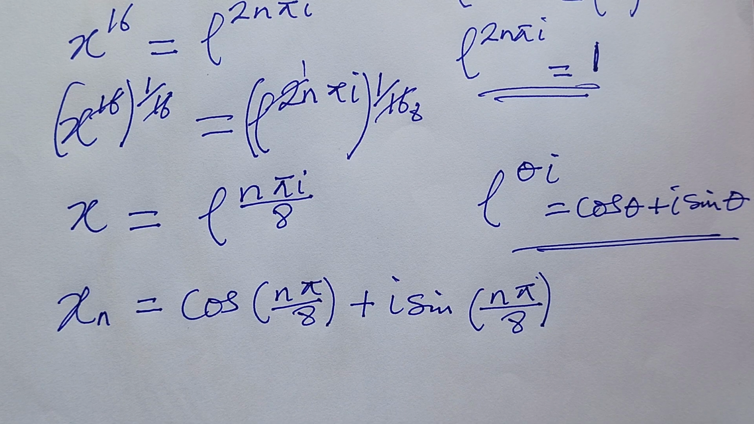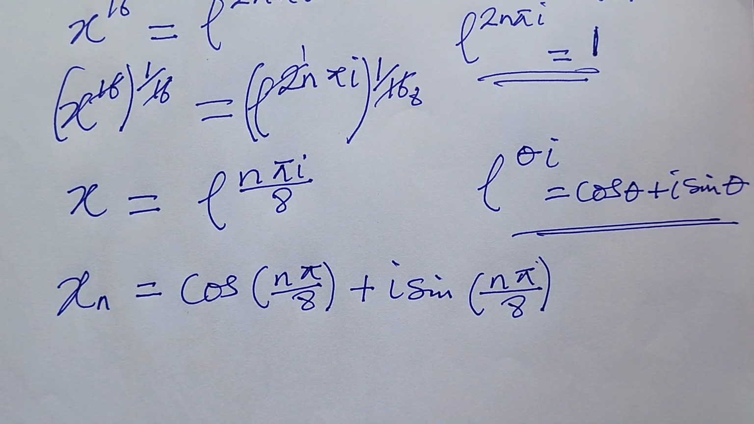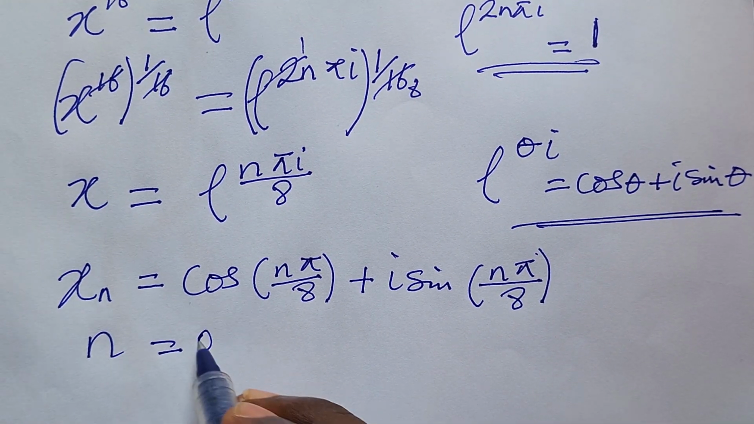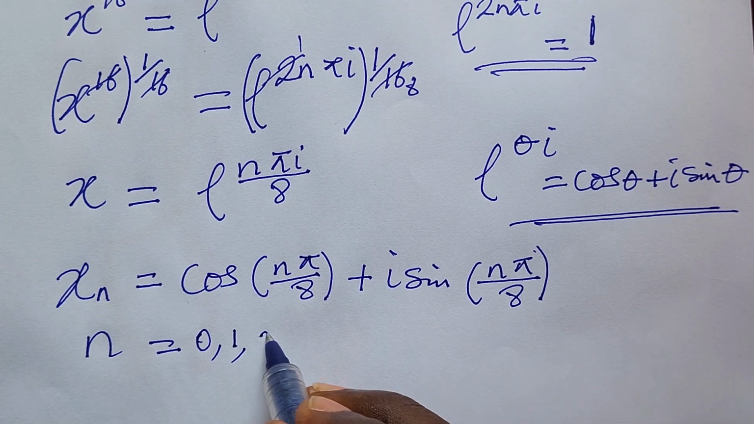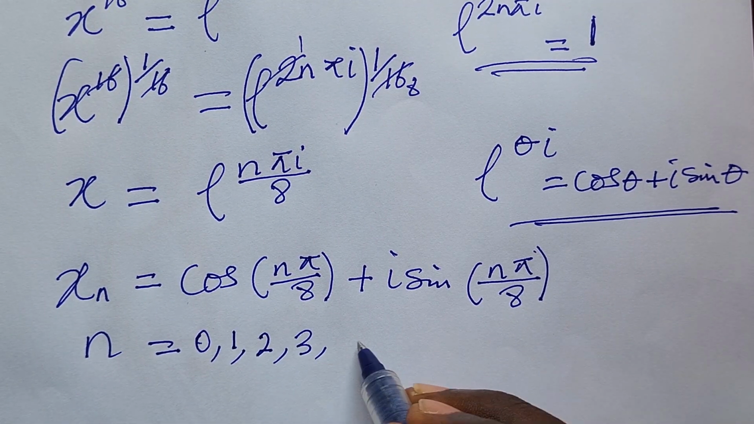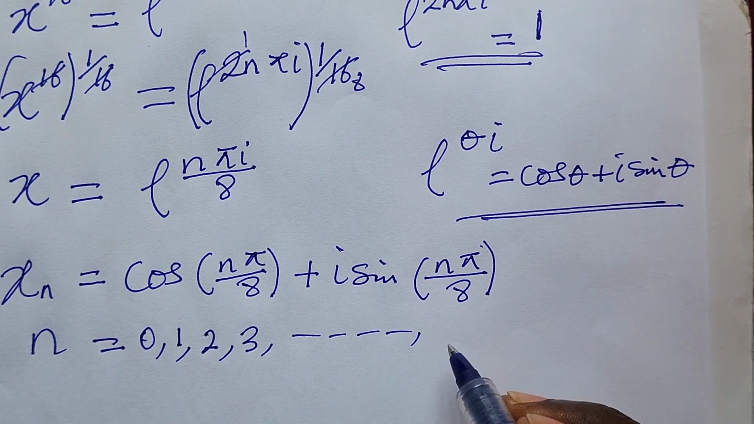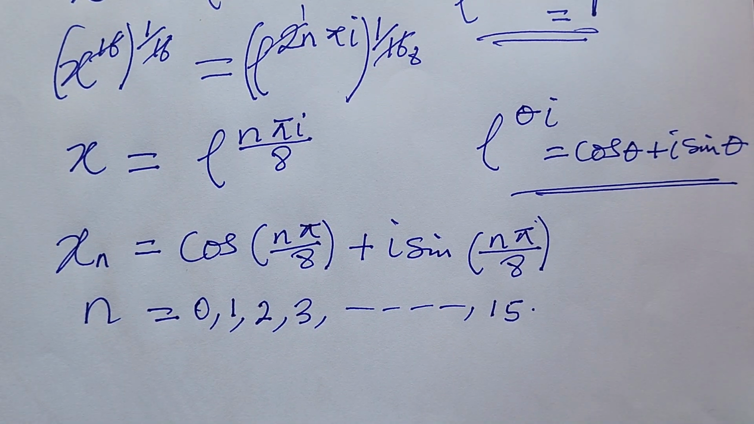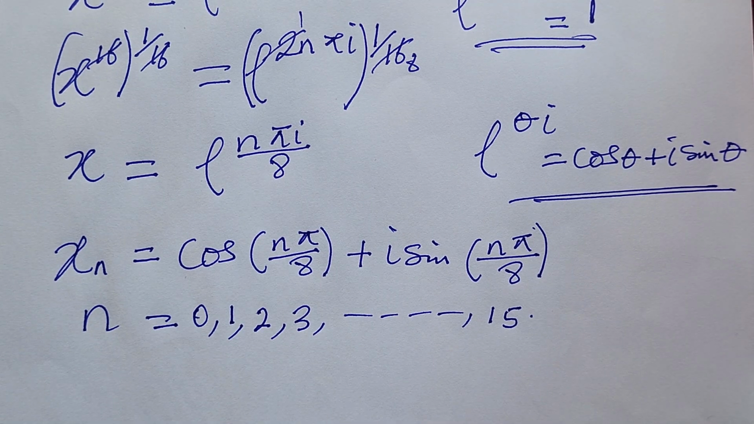Now the question is, what is the value of n? n ranges from 0 to 15. Therefore, let's bring out the domain of n. So here, n is equal to 0, 1, 2, 3, up to 15. So we're going to do a simple substitution into this equation to find the value of each of the roots.